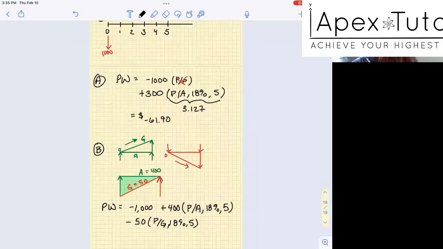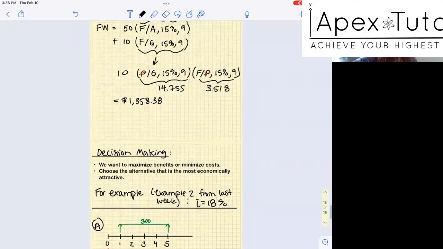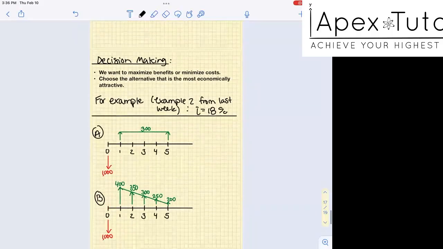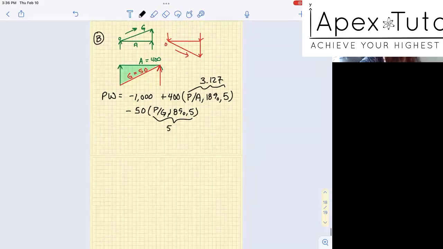So P over A, 18%, 5, we already did that. That was 3.127. And P over G, 18%, 5. What do you get when you look that up? I don't think we can look that one up. We have to split it up. 5.231. You can look it up. The only one that I've seen that you can't look up is the one we ran into is F over G. And that's just because, I don't know why, they could have done it, but instead they just figured, oh, you can piece it together yourself. But this one, there is a column there. And so it was 5.231. So if you add all that up, what do you get?